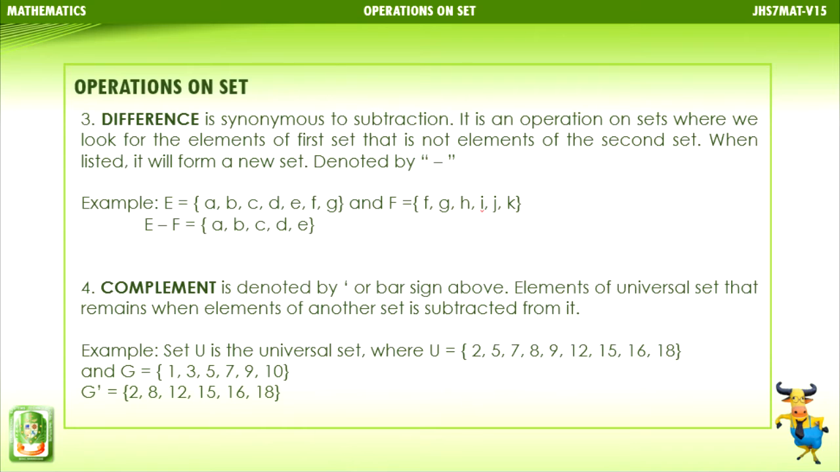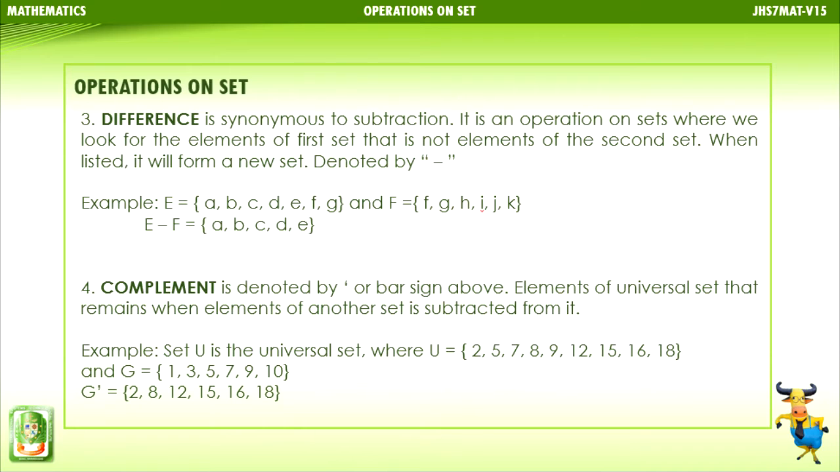Fourth operation is complement. It is denoted by an apostrophe sign or a bar sign above the name of the set. Complement is a set containing elements of the universal set that would remain when the elements of the given set are subtracted from it. For example, set U is the universal set containing elements 2, 5, 7, 8, 9, 12, 15, 16, and 18.